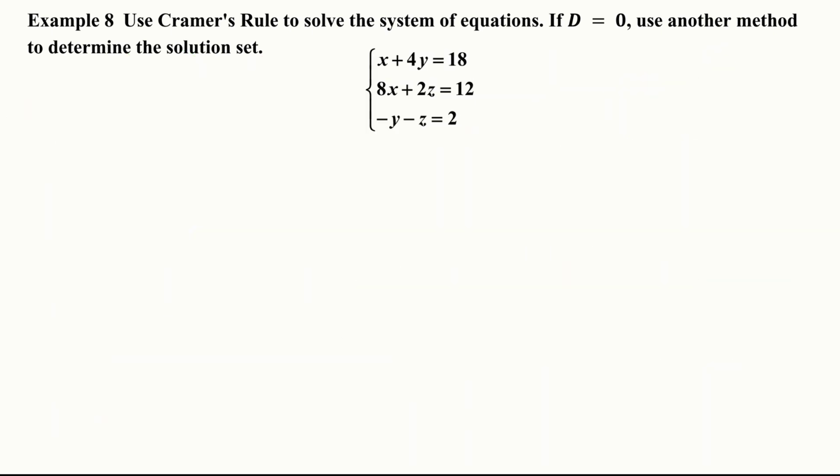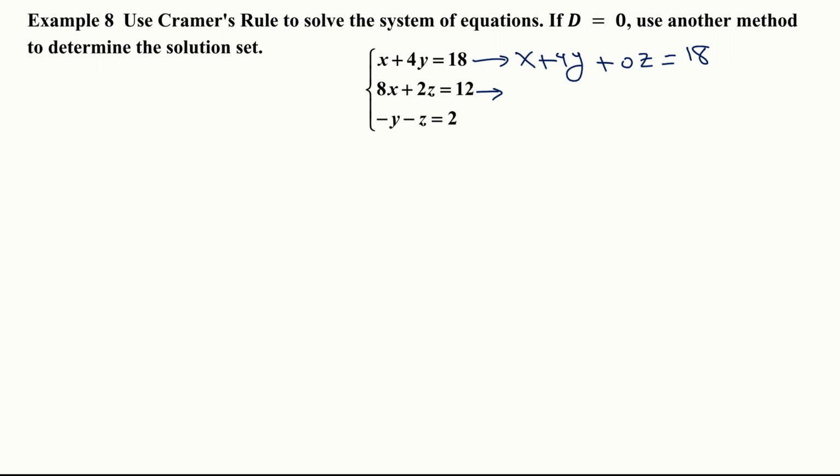All right, so here's another one, and you can see with this we have some missing terms. That's still okay. We can still use Cramer's rule, but we have to make sure that we put this in proper format first. So remember that the first equation can be rewritten as x plus 4y plus 0z equals 18, right? If you get the idea, go ahead and finish it on your own.